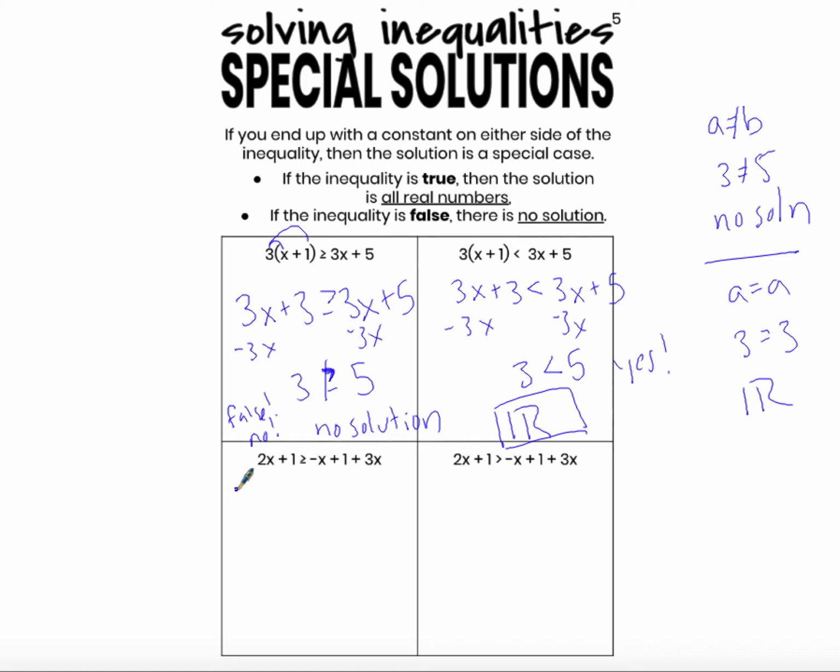Let's look at these bottom two. 2x plus 1 is greater than or equal to 2x plus 1. Again, we can immediately identify we have a special solution because same coefficient in front of the x terms disappear, and we ask ourselves, is 1 greater than or equal to 1? Yes. Yes, it is. True. 1 is not greater than 1, but it is equal to 1. So 1 is greater than or equal to 1. This is an all real number situation.